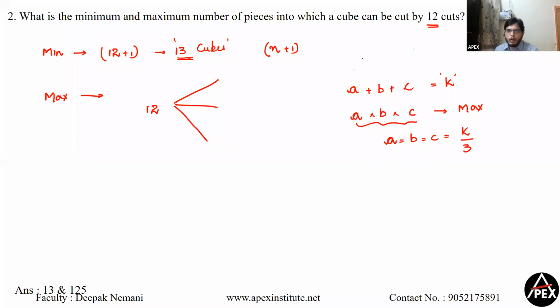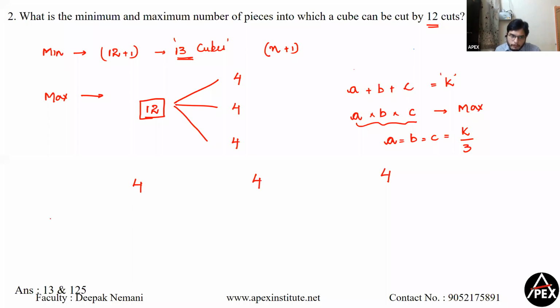Perfect. All three are equal. So now, can we divide this 12 into 3 equal parts? Yes. In that case, we will have 4 cuts in one direction, 4 cuts in the second, and 4 cuts in the third. Now you have 4 cuts in one direction, 4 in the second, 4 in the third.